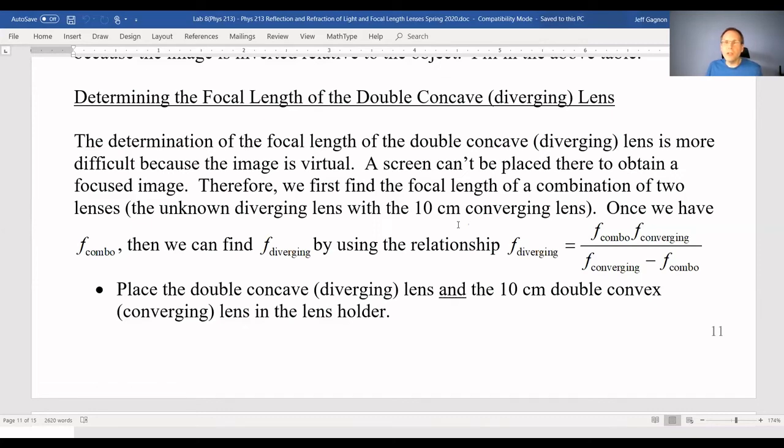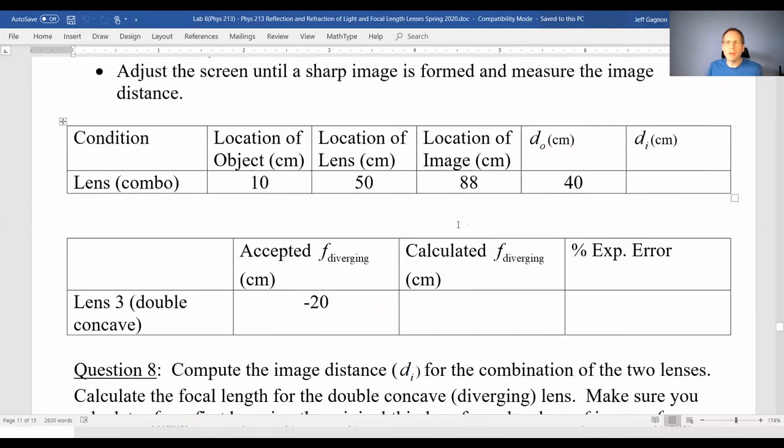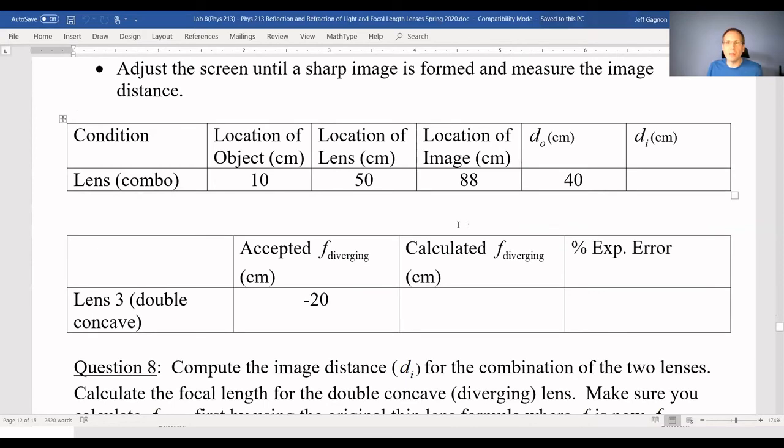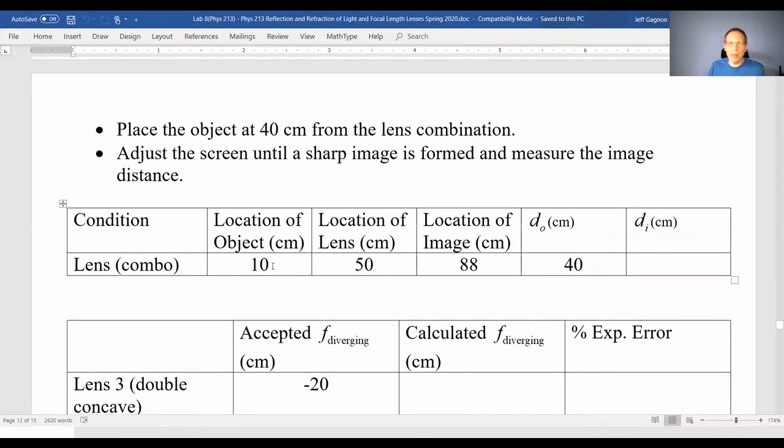So what you should do is the following. Again, if you look at my video, this is the data. The location of the lens is at 50. Now the location of the object is at 10, so we set that object distance to be 40 centimeters. I did that for you here, 50 minus 10. It turns out that the location of the image for that combination of the two lenses is 88. So now you can find DI. It'll just be the image location minus the location of the lens. That'll be DI.